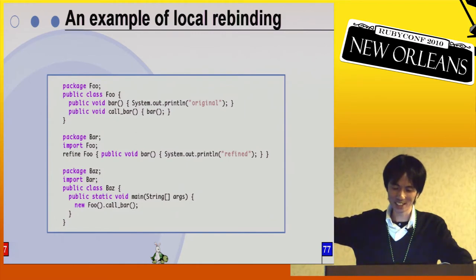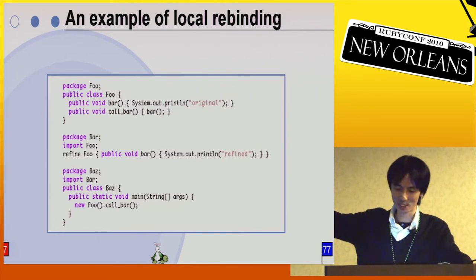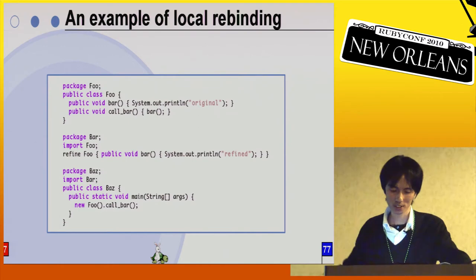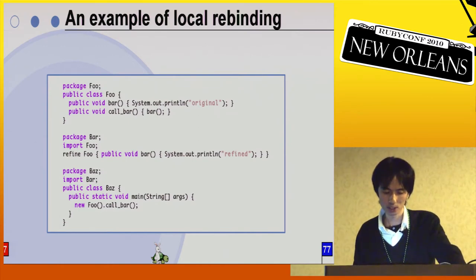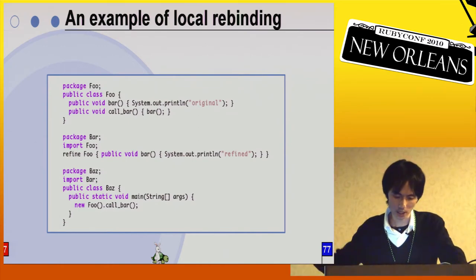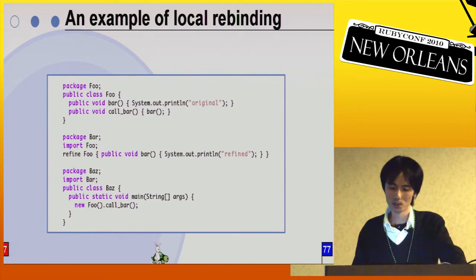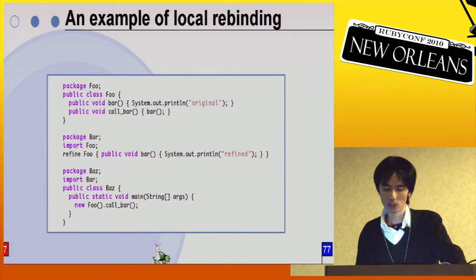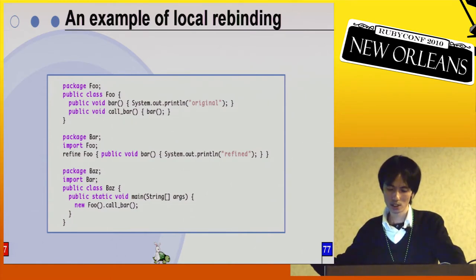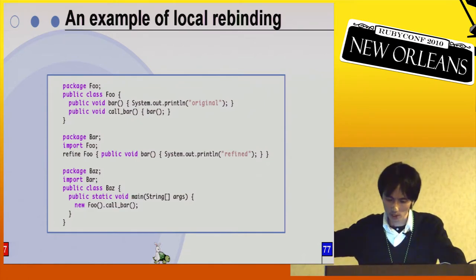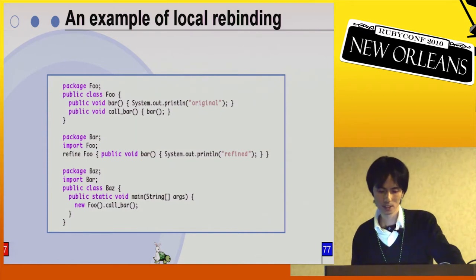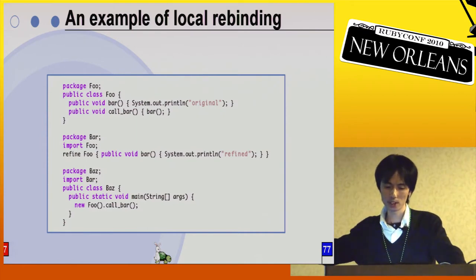In the call_bar method, the method bar is invoked. And if you import the classbox, bar will be overridden. So if you invoke call_bar, in this example, it prints defined. But if it is a selector namespace, it prints original.